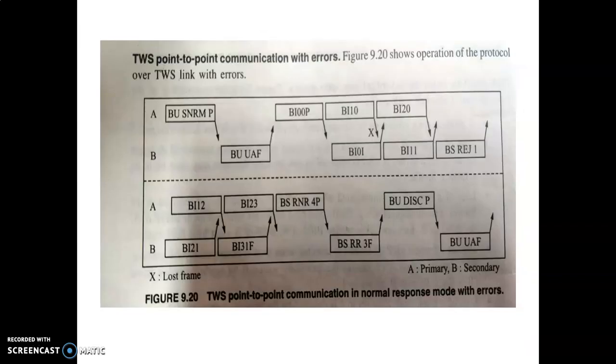Now next is two-way simultaneous. That was alternate, where only one station was sending data at a time. Here it is not so. It is again point-to-point with errors, but it is two-way simultaneous, so both stations are sending frames simultaneously.